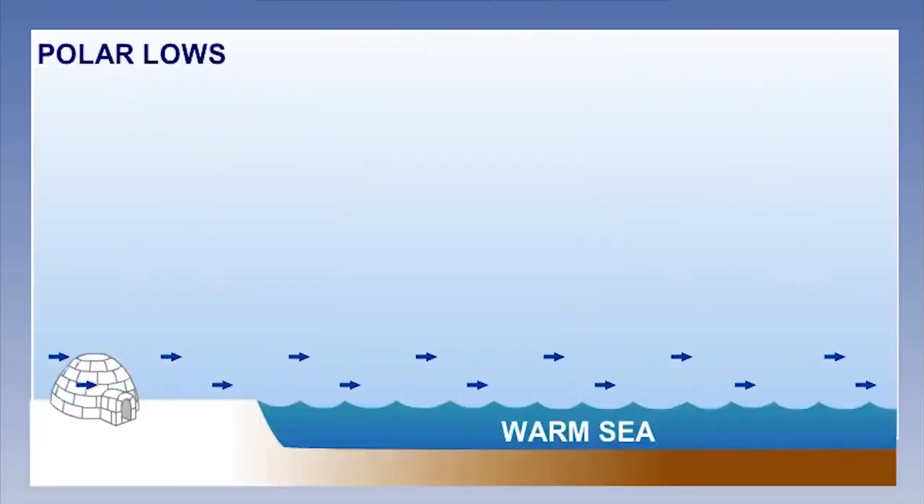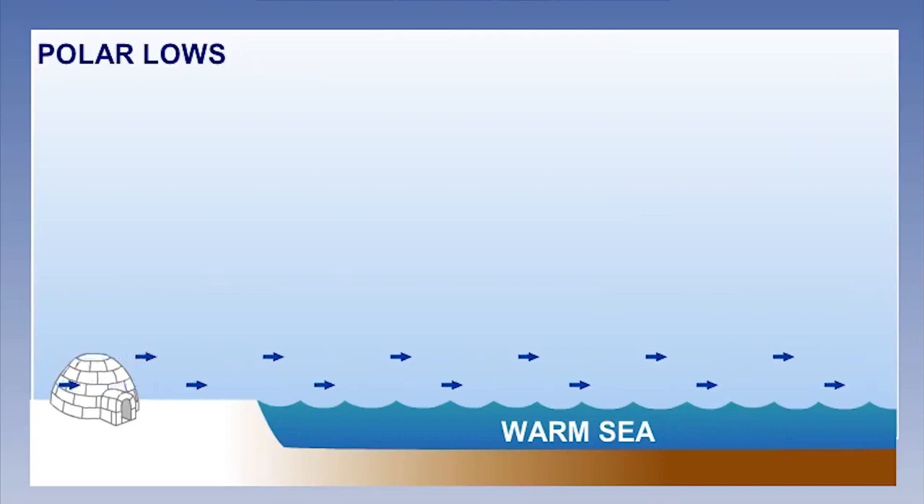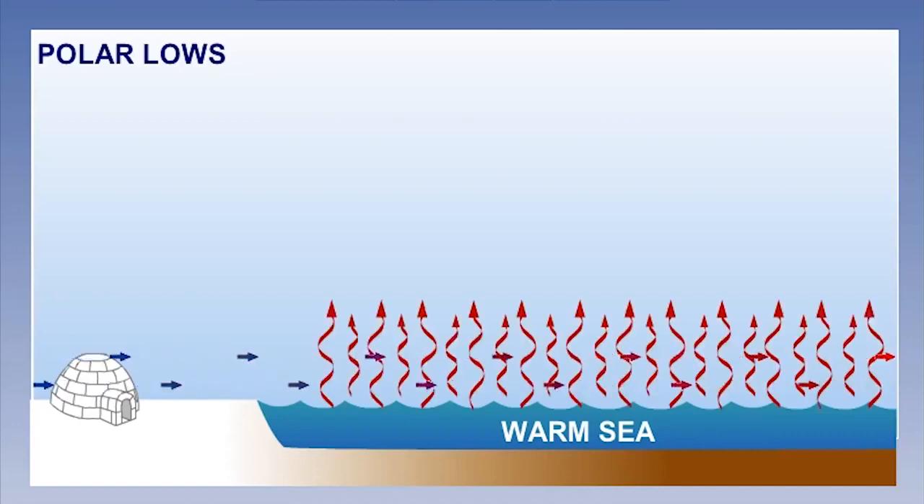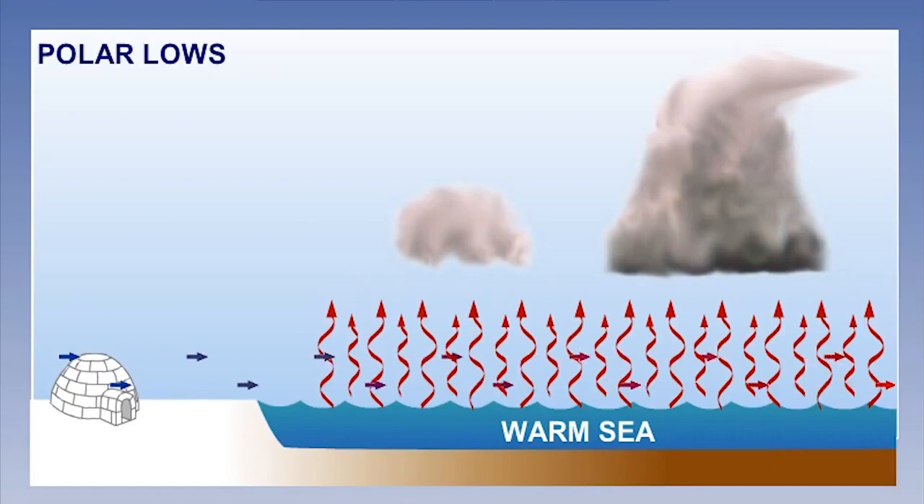Another type of depression that occasionally develops is the polar low. Polar lows form in Arctic air masses when cold air moves towards the equator across warmer seas. They are relatively small in scale, both vertically and horizontally, but their effects can be very significant. With cumulonimbus activity, heavy snow showers and strong low-level winds are possible.